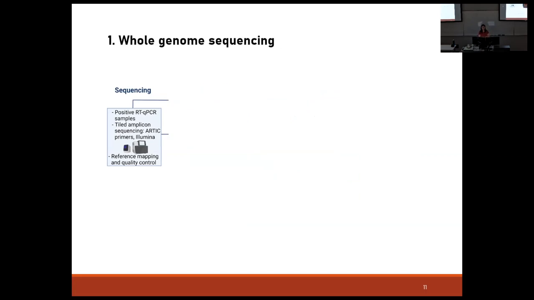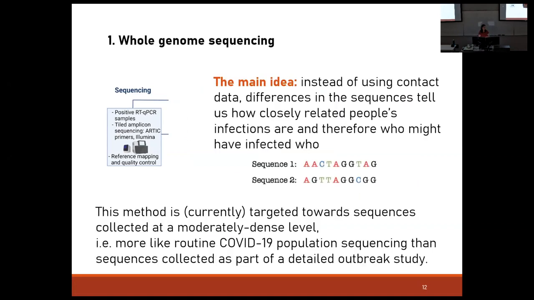So as I say, first, if we want to use whole genome sequencing, we're going to need some sequences. And I guess I've touched on a lot of the ideas of this already, but the idea is that instead of using contact data, differences in our sequences are going to tell us how closely related people's infections are, and therefore who might have infected who.